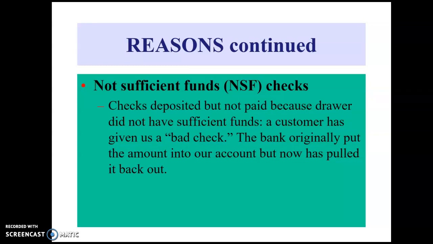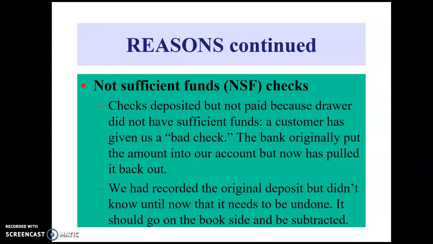We originally put it in our books. The bank originally put it into our account. But as soon as they find out from the customer's bank that this is a bad check, they pull that money immediately back out. Meanwhile, we don't know anything about what's happening, and so our books are still showing that deposit as being a good deposit. It's the book side that doesn't know that this was a bad check. So we need to put it on the book side, and of course we need to subtract it back out because we had originally added it in.